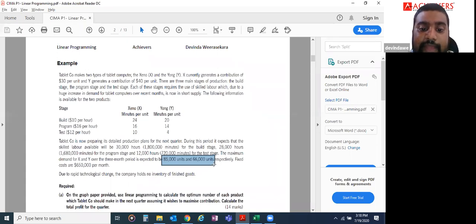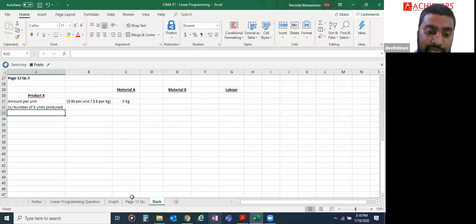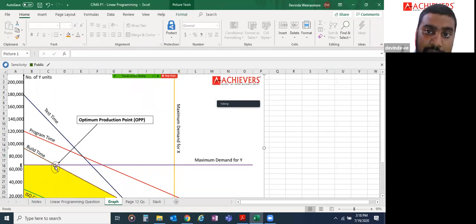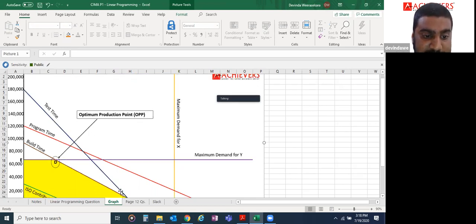Okay, that only means that the maximum number of X units I can sell is 85,000 and the maximum number of Y units I can sell is 66,000. Now in this question, if you look at the graph, the optimum production point fell on point D. At point D, the two constraints that are intersecting are the build resource and demand for Y.